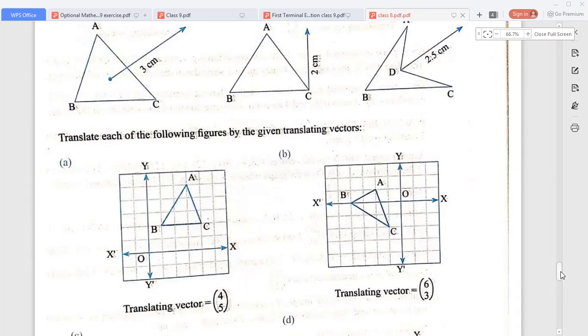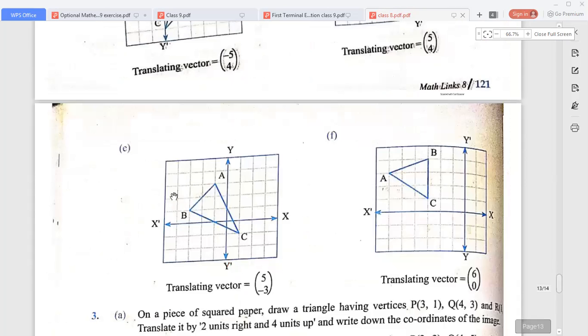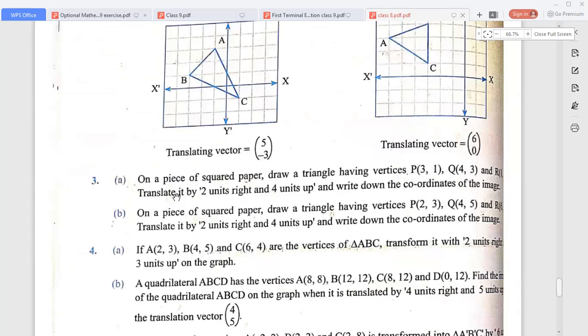Yes, sir. Here is one word, square paper, a piece of square paper. The graph paper is called square paper. We call the graph paper the square paper. On the graph, first of all we have to draw the triangle, and then do the translation by 2 units right and 4 units up, and finally write down the coordinates of the image.